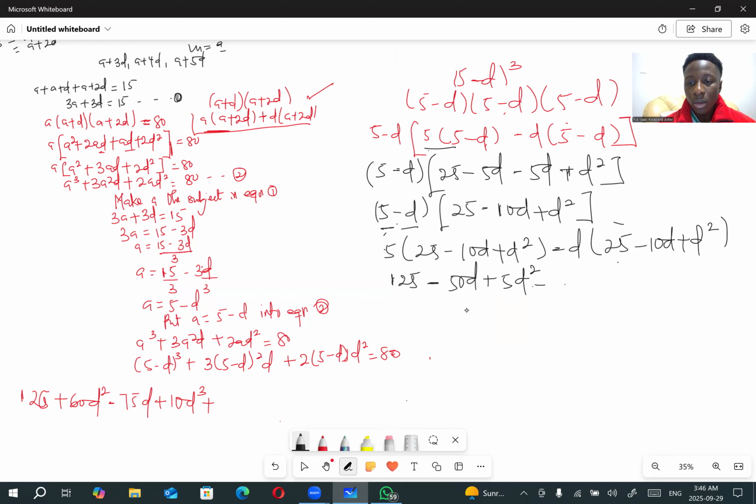Minus d times 25 is what? 25d. Minus meeting minus is plus. D times 10d is what? 10d squared. Minus meets plus is minus. D times d squared is what? D cubed, right?